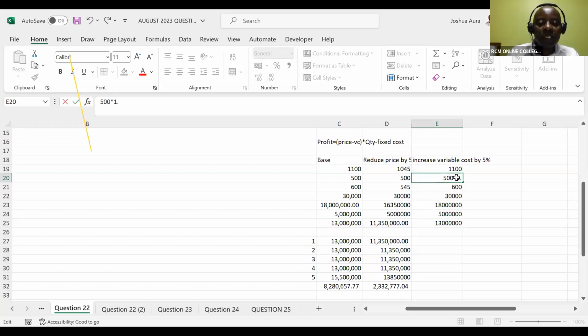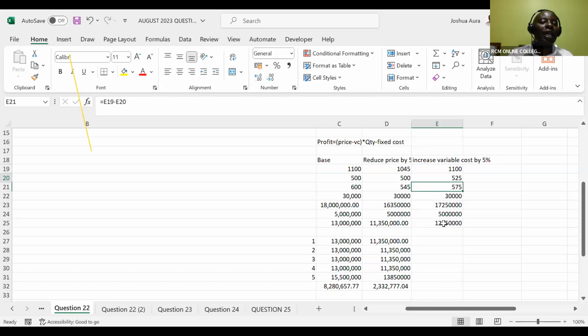But you see, if you say just times 1.05, this thing will not bring itself up. You must go back and say equals. And then once I say enter, every other thing changes now automatically. So I have a new cash flow profit there.